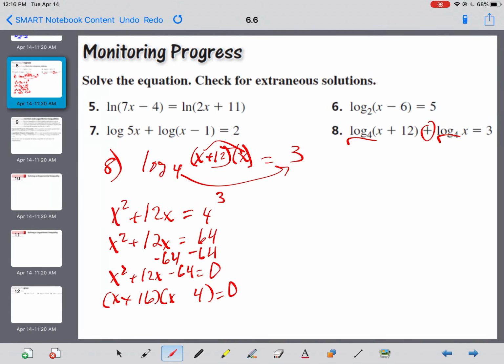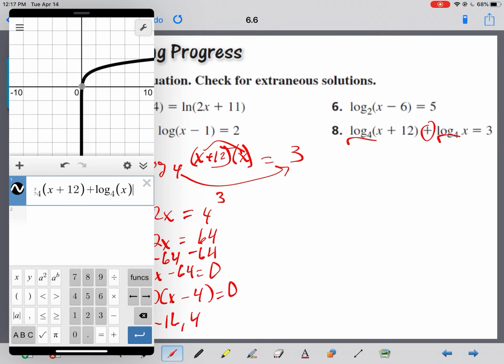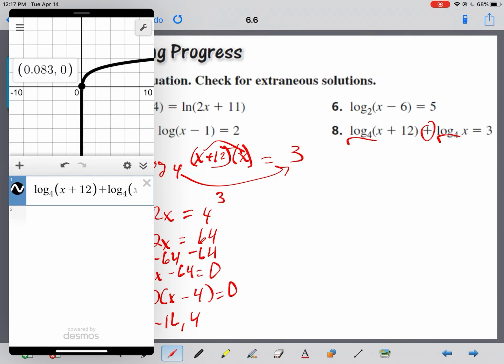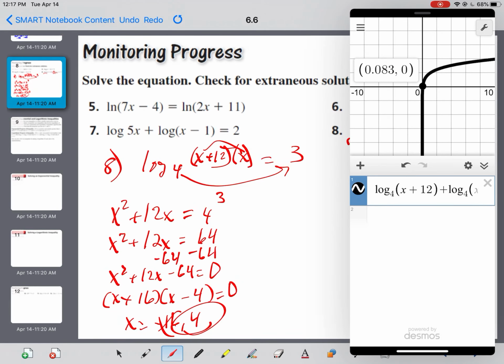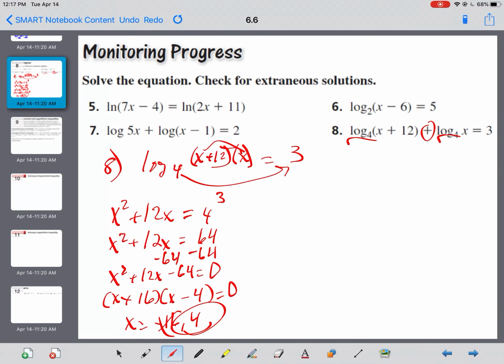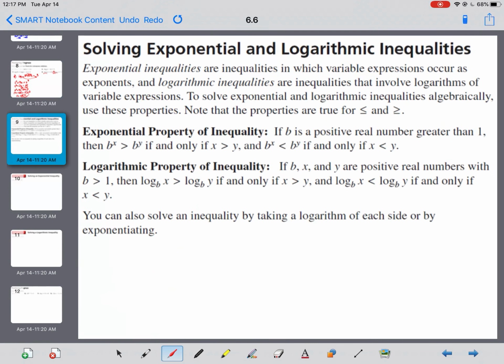Let's graph the original. So we got log base 4 of x plus 12 plus log base 4 of x, and it has to be greater than 0. So negative 16 is out. Just the 4 is the one that works.